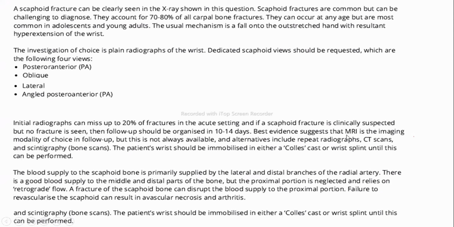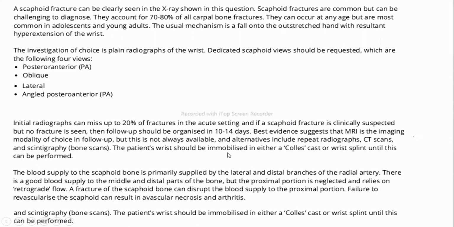So if they said in the scenario, MRI not available, what is the next action? CT. CT scan. Scintigraphy, bone scan. Is it available in ER? No. So don't choose it, okay?